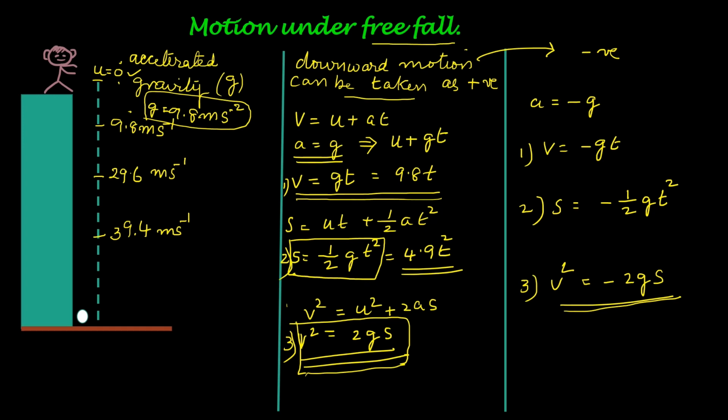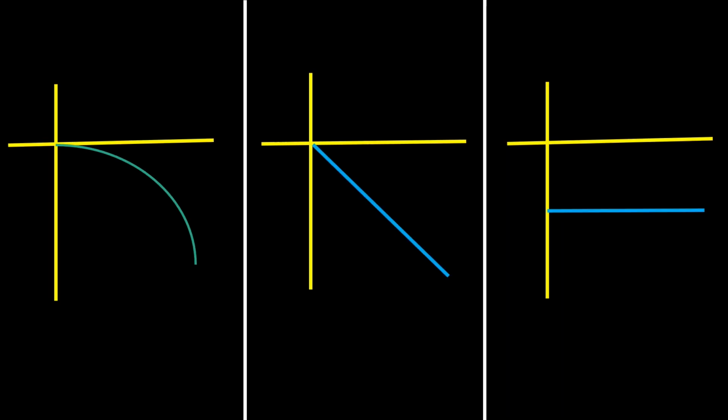Before we wind up this video, we will just see the three graphical representations, that is position time graph, velocity time graph and acceleration time graph for free fall. I have already prepared the graph. First one is a position time graph. This is the origin. This is positive y-axis. This is negative y-axis. And this is x-axis where time is taken. The object is moving down, so its position is marked on the negative y-axis. This is the shape of the graph.